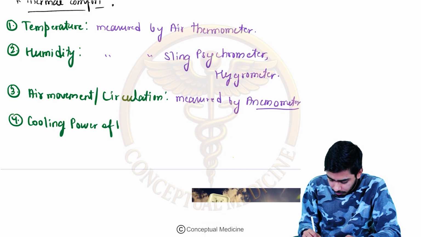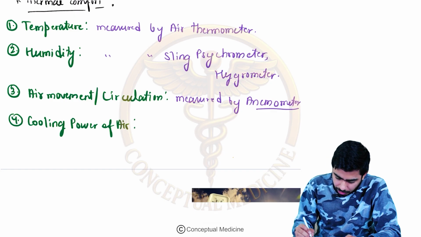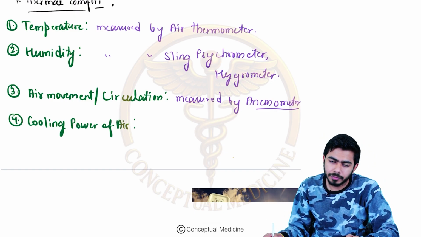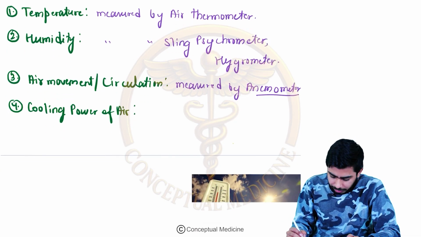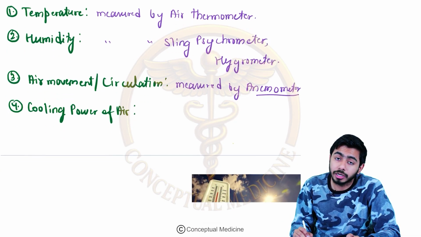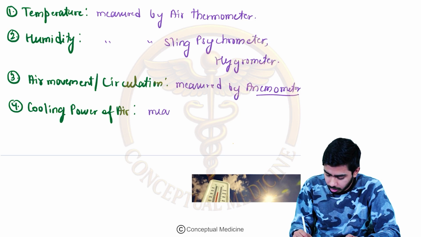Fourth one, this is the cooling power of air. Cooling power of air means how capable is it to actually cool the air, right? For example, air conditioner or not, right? So it is actually measured by the Kata thermometer.